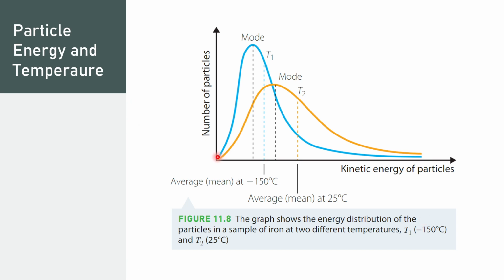What we can see here is that most of the particles have a low kinetic energy, but not all of the kinetic energy of these particles is the same. We then see that there are very, very few particles that have higher kinetic energy. In contrast, the orange line here for T2, this is an iron sample at 25 degrees Celsius, also has some particles at low kinetic energy, some particles at high kinetic energy, but on average, the majority of particles have a higher kinetic energy than the ones for temperature 1.